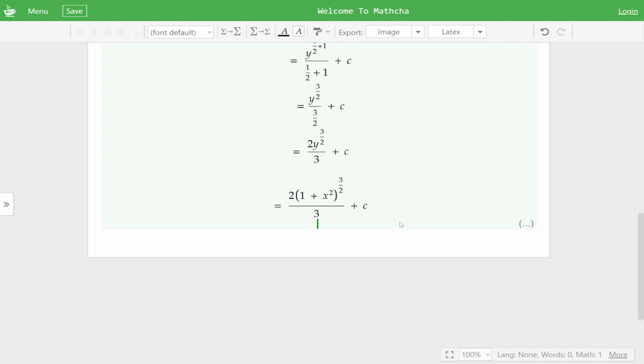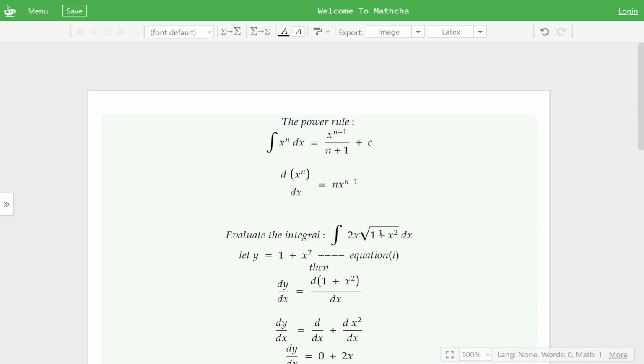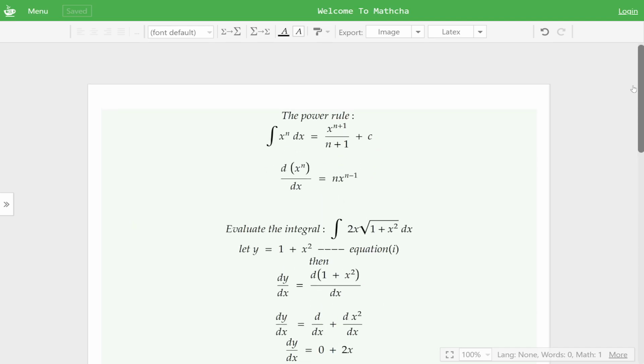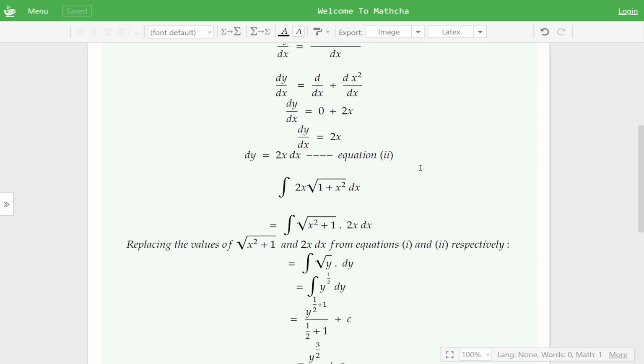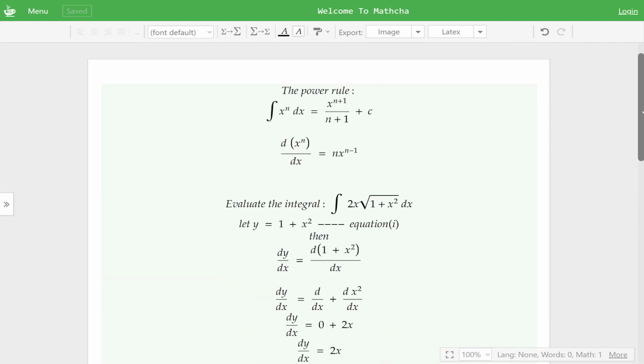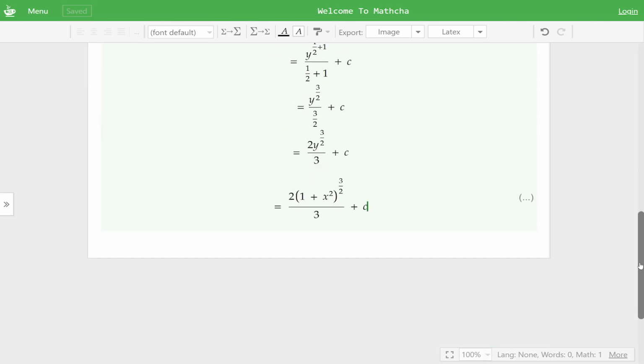So this is the final value of the integral of 2x times the square root of 1 plus x squared dx. So this is the way with which we can do this. And now if you guys want to check how this is the integral, how is this the correct answer, then what you have to do is, well, you can differentiate this function again, right?